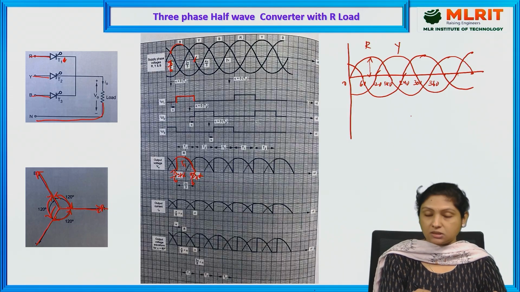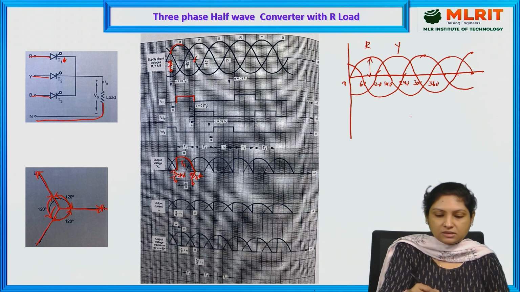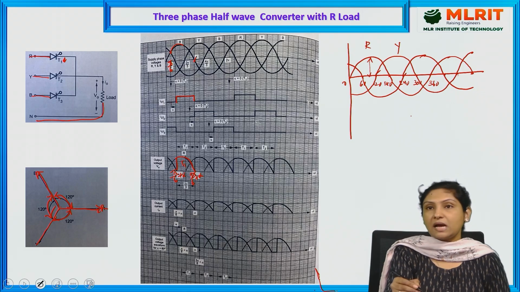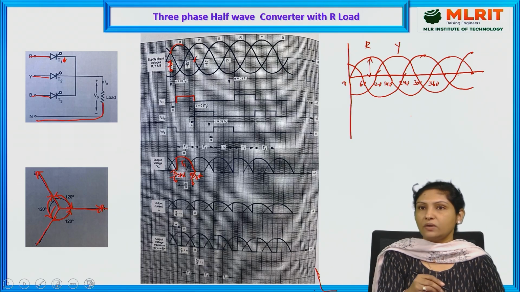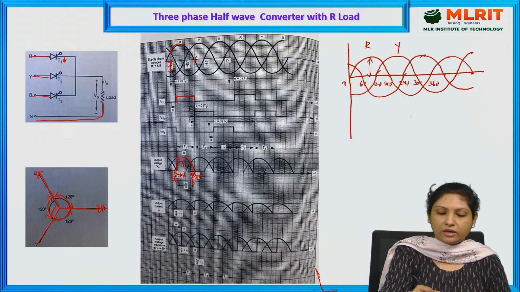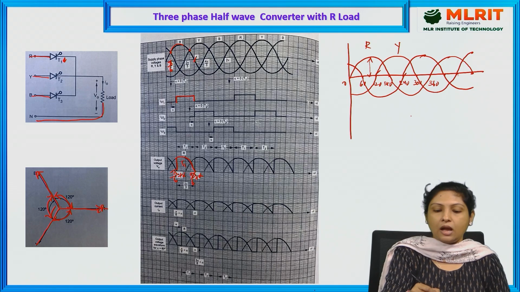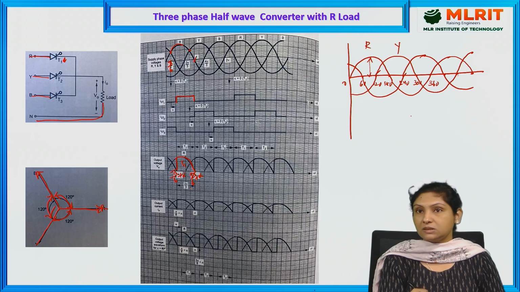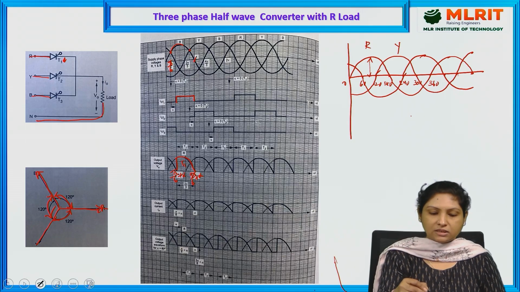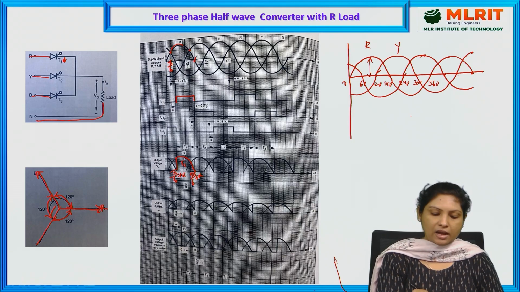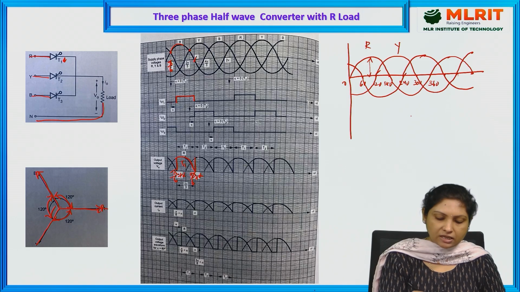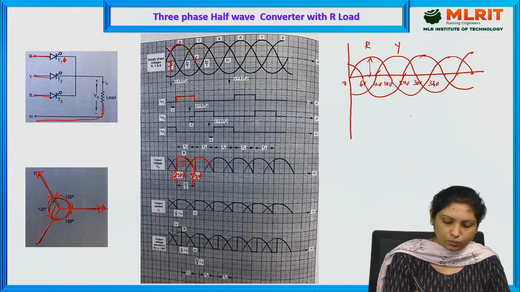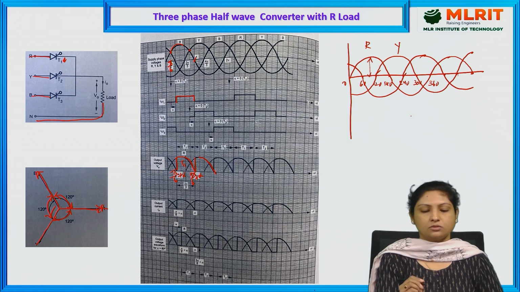And once it reaches 180 degrees, what happens? Thyristor 1 will get turned off because Y phase has appeared and this thyristor 1 will be reverse biased. And the moment we exceed the zero crossing, that is at this instant 5 pi by 6 plus alpha, I am providing the triggering pulse for thyristor 2, and that is how thyristor 2 starts conduction, and it conducts from 5 pi by 6 plus alpha to 2 pi.